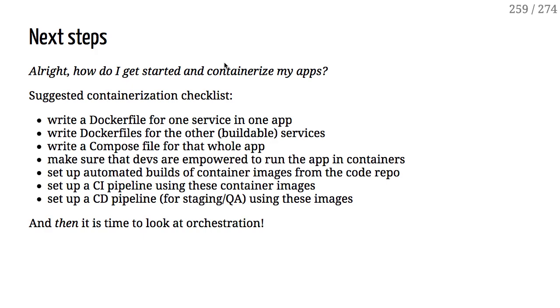First, I assume an organization where nothing is in containers. A few people have started to play with Docker, but what do we do? Well, first we write a Dockerfile for one service in one app. If possible, the stuff that is painful to build, the stuff where we constantly have library dependency issues, because that's where we will have the biggest gain. So that's where people are going to be happy. So we start with that. Then we write Dockerfiles for the other buildable services in that application. Then we write a Compose file for that application.